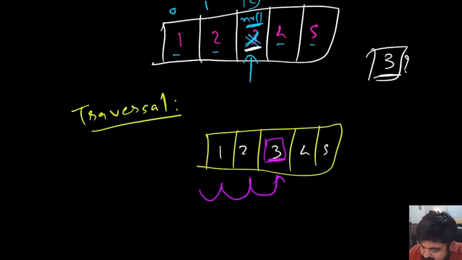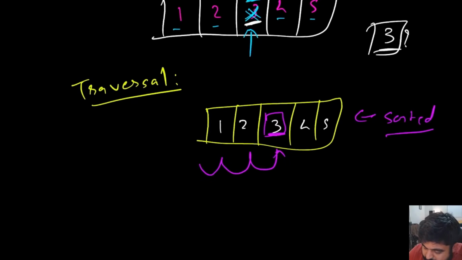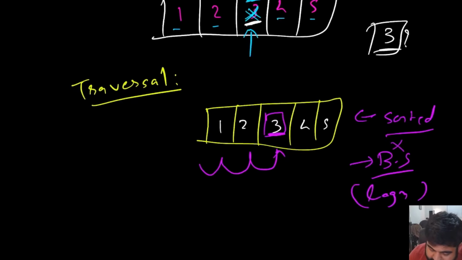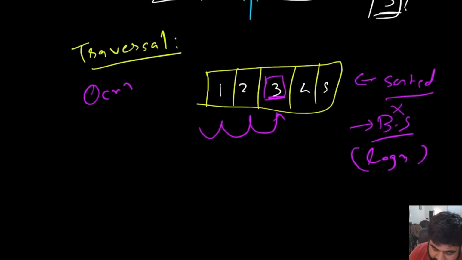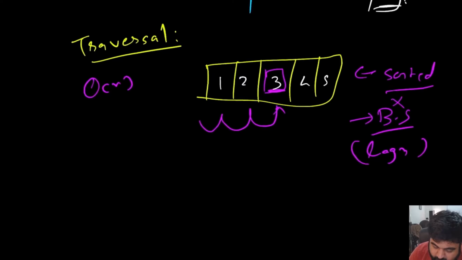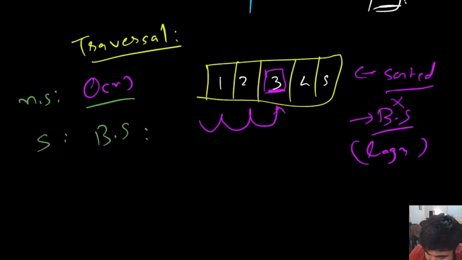Now in this case, since this is a sorted array, you have some additional leeway to use a binary search to quickly go over the array and do this in big O of log n time. But if the array is not sorted and you cannot use binary search, in this case traversal would take big O of n time. So for traversal you have two options. If the array is not sorted, then it takes big O of n time. If the array is sorted, then you can use binary search, and that way you can accomplish that in big O of log n time.